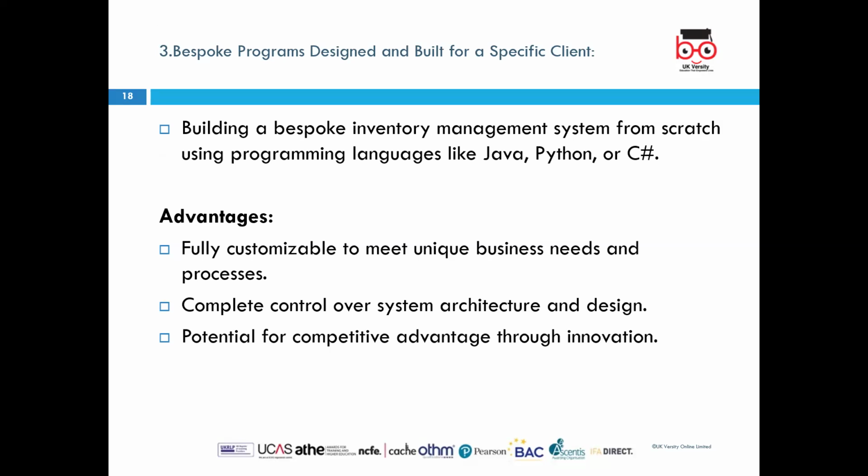Also, we have a bespoke program which can be designed and built for a specific client. What does this mean? We're now going to build an entire application from scratch using a programming language such as C#, Java, or Python. What are the advantages? This can be fully customizable to meet our unique business needs and process. You now have complete control over the system architecture and design, and potential for competitive advantages through innovation.